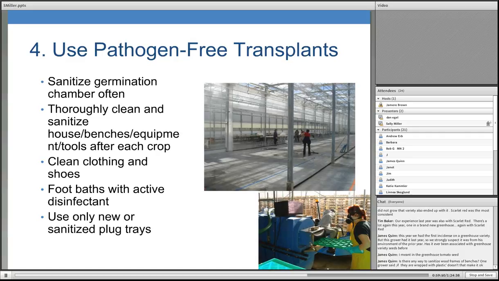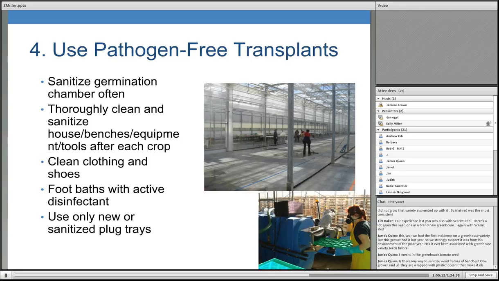Okay, so I'm going to talk a little bit more about sanitizers, but one thing is that tomatoes are usually germinated in a germination chamber, and we find growers tend not to sanitize that very often. We'd like to see it done after every seed lot that goes in there, but that's probably often not practical, but it should be done as much as possible.